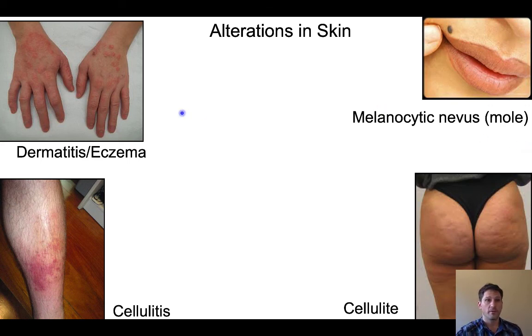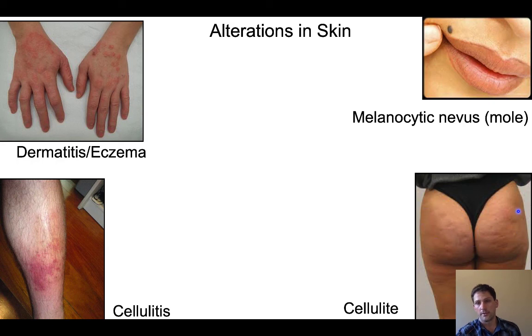Over in the top left, we can see dermatitis and eczema. Basically an itchiness to the skin, or an inflammation of the skin. Over here to the right, we can see a mole, or a melanocytic nevus. So just another coloration and enlargement on that skin. Down here is cellulitis, bacterial infection, and over here we have cellulite.